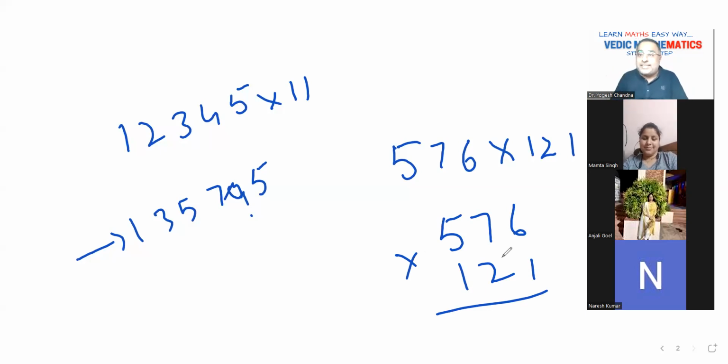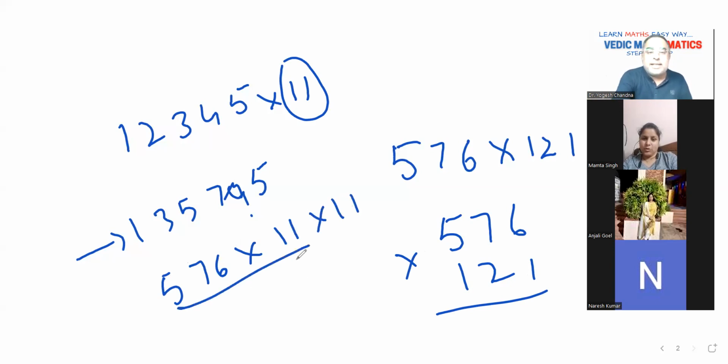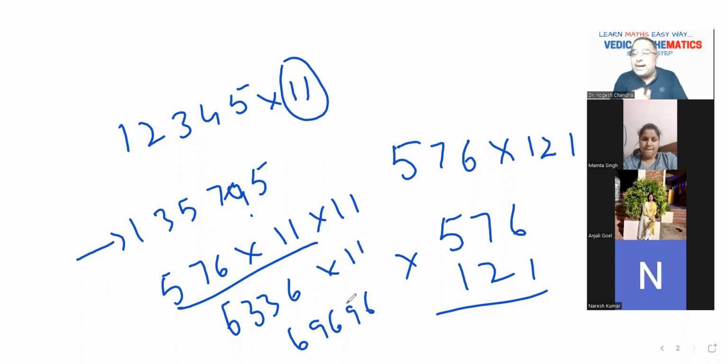Now if you observe this, once you have done 11, this is nothing but 576 into 11 into 11. With 11, you can multiply any two-digit, three-digit number in seconds. You all can do it. You just need a practice of 10 to 15 minutes once. It would be 6336, and into 11 would be 69696. So that change is required. And how does it come? When you start doing it.